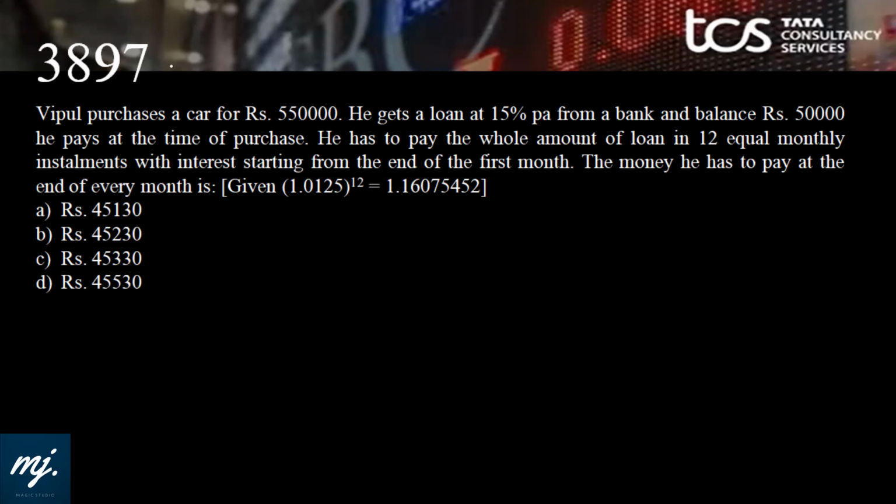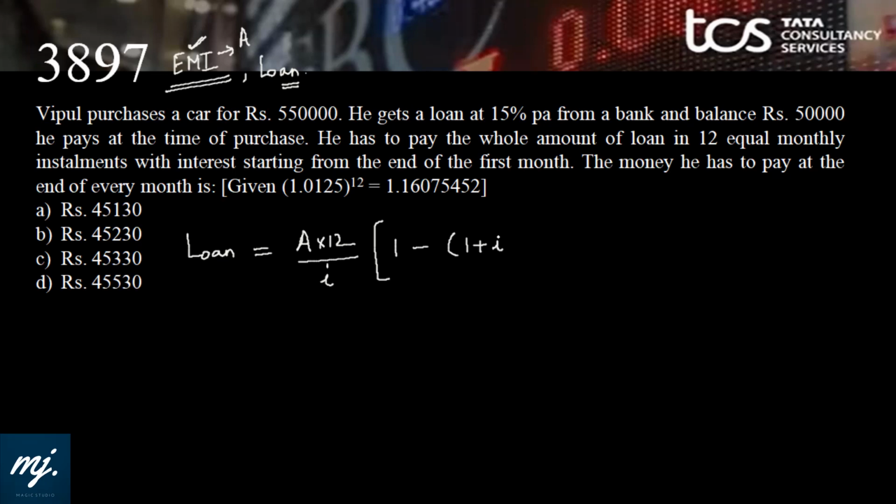This question is the pick because of EMI. How to calculate the estimated or equated monthly installment in case of a loan taken. Loan amount is equal to, let the estimated monthly installment be A, and it is monthly, mind it, A into 12 by I into 1 minus 1 plus I by 12 to the power n minus n.